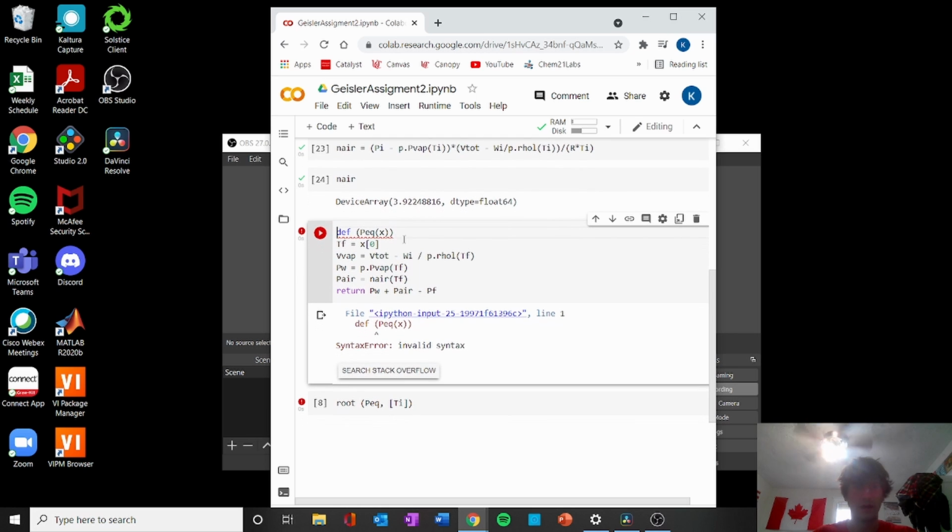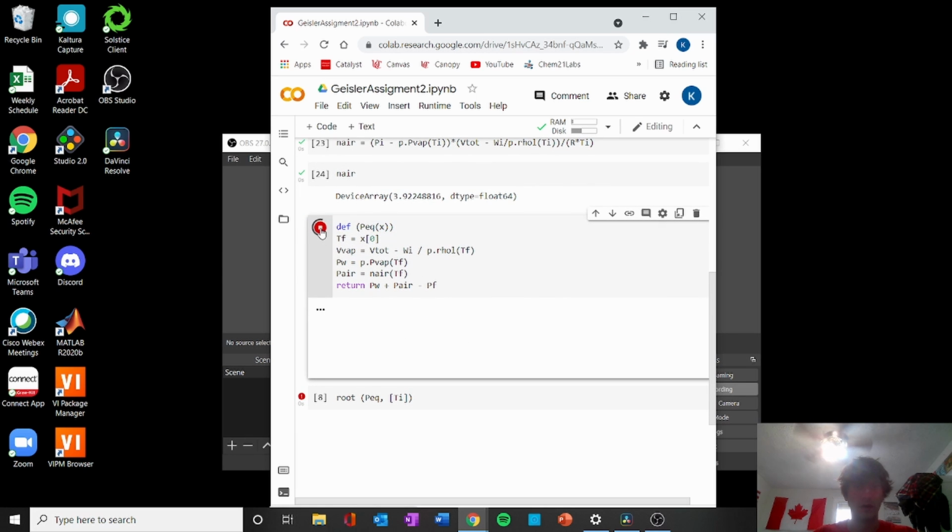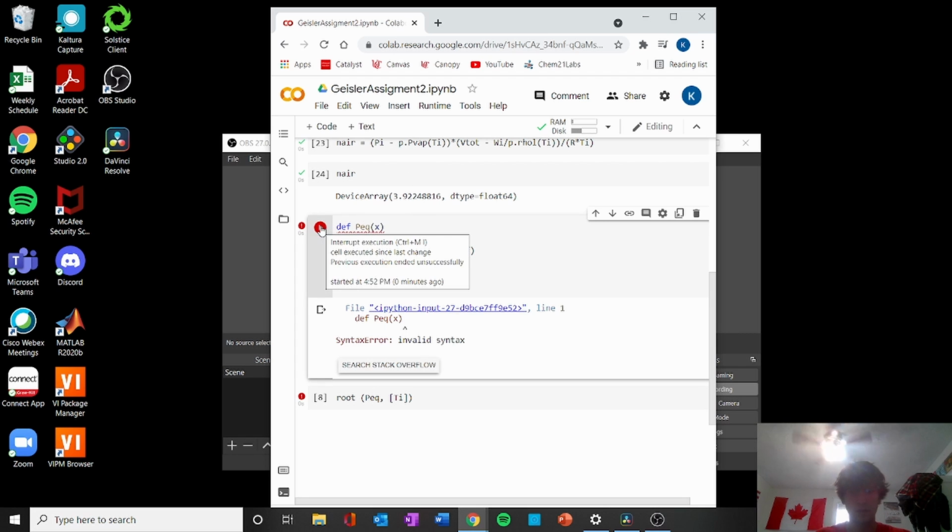And now we have the def of PEQ. So let's see. It says invalid syntax, and it's pointing towards the parentheses right here. So let's go take away these parentheses. Let's try it again. Still invalid syntax. Somewhere right here. I think I might need a colon or a semicolon, I believe. A semicolon. Okay. Just a colon.